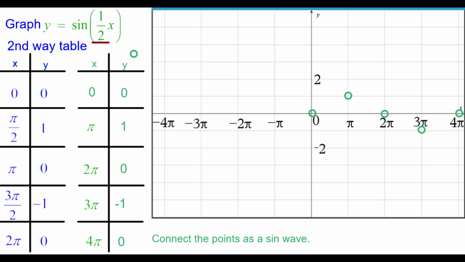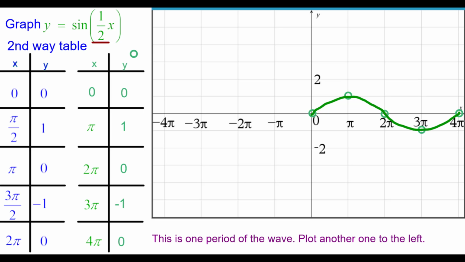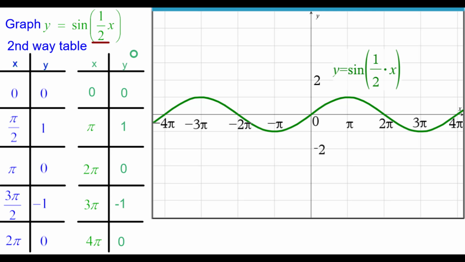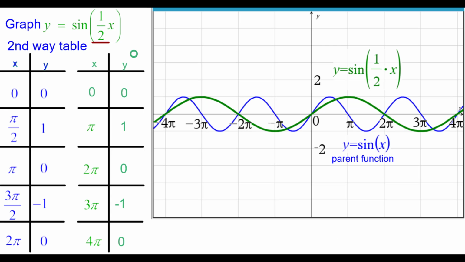Connect the points as a sine wave, concave down and then concave up. This is one period of the wave. Let's plot another one to the left by going back a full period, 4 pi from each point, but especially the key points. And connect as another sine wave, frown and then a smile. And comparing that to the parent function.